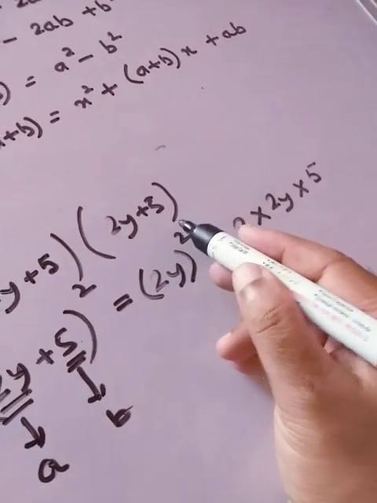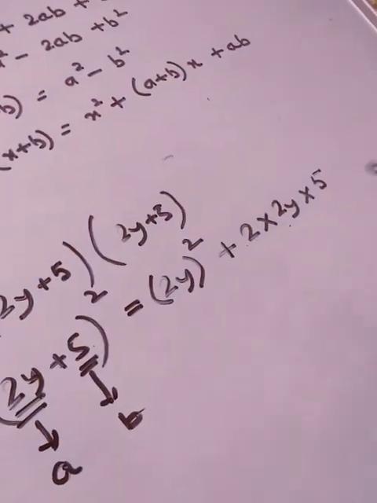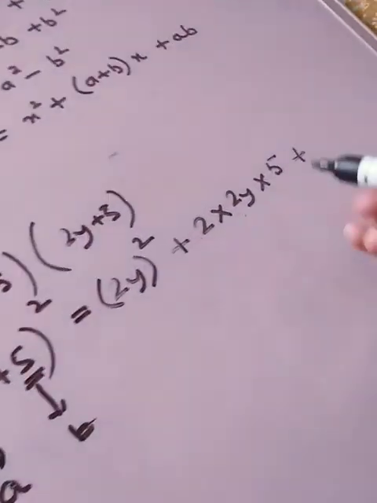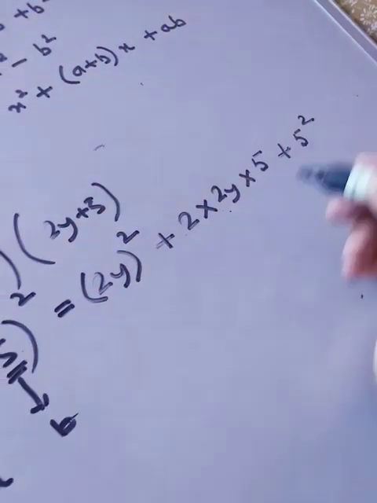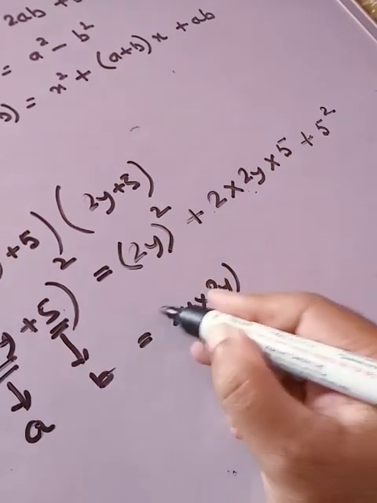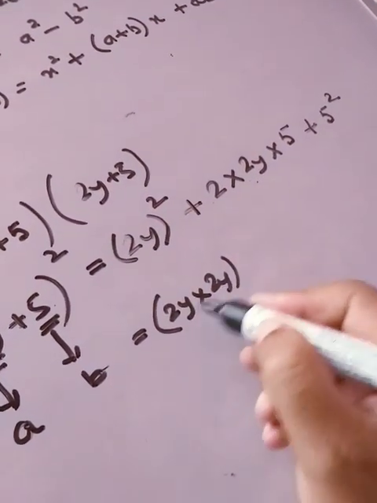Now a square we have written, plus 2ab we have written. Now what is the last thing given in the identity? It is b square. Now b square is what? 5 square. Now we have to solve this. 2y into 2y, students. 2y into 2y. If you find any problem, because it is the initial stage, that is the reason I am writing like this.